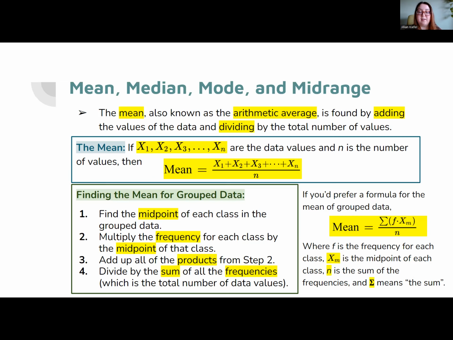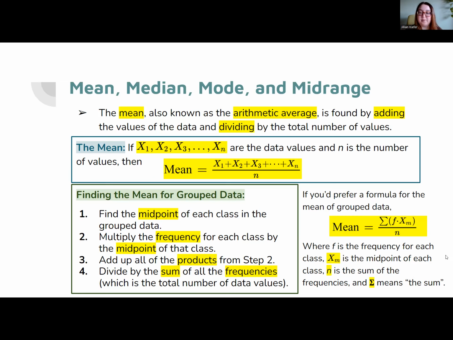Then step two, you'll multiply the frequency for the class by the midpoint of the class. So instead of finding all of your values and then adding them up and dividing, you'll separate them into classes, find the midpoints of each class, and multiply the midpoint by the frequencies. Then you add up all of those products from step two, and divide by the sum of all the frequencies, or the total number of data values. So you're still dividing by the total number of data values. This is just a quicker way of summing all that up as opposed to adding every single individual value together.